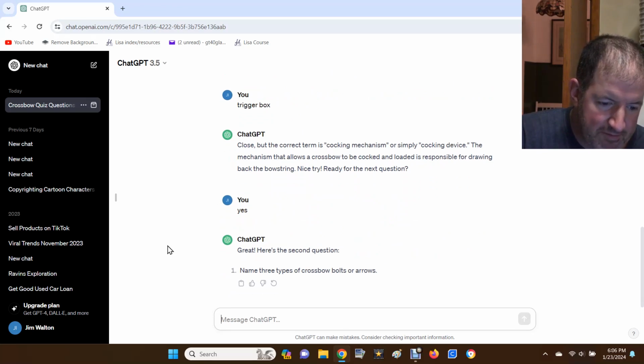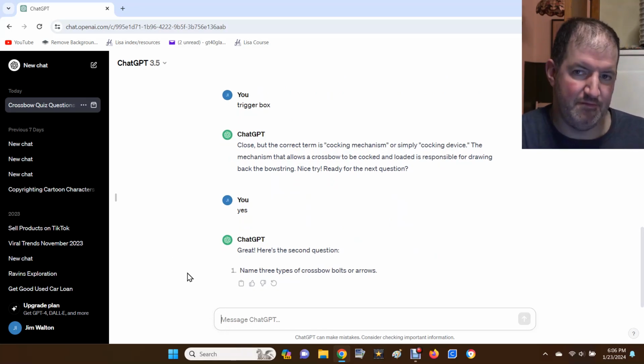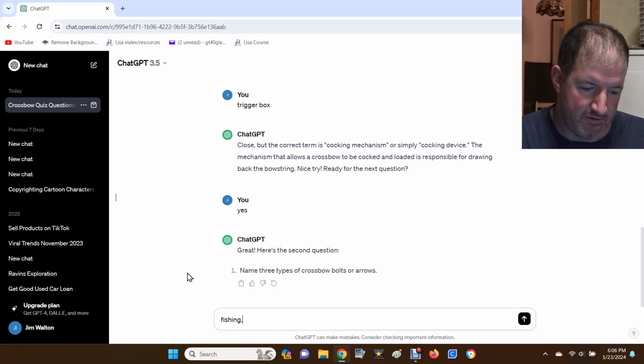Okay, name 3 types of crossbow bolts or arrows. What are they talking about there? I have no idea. No idea. Fishing, hunting, and target.